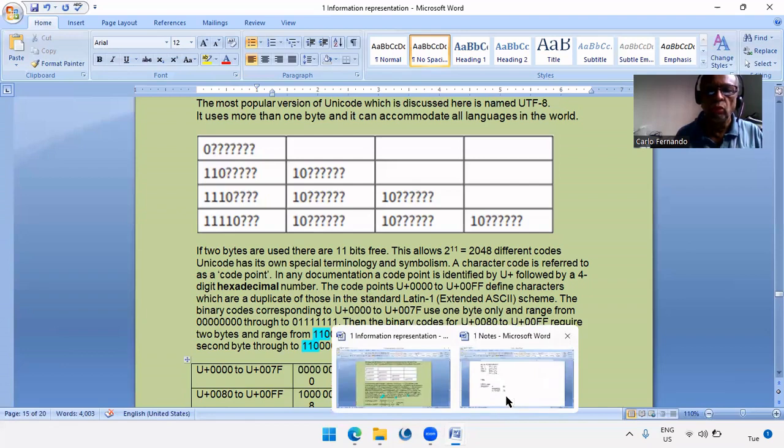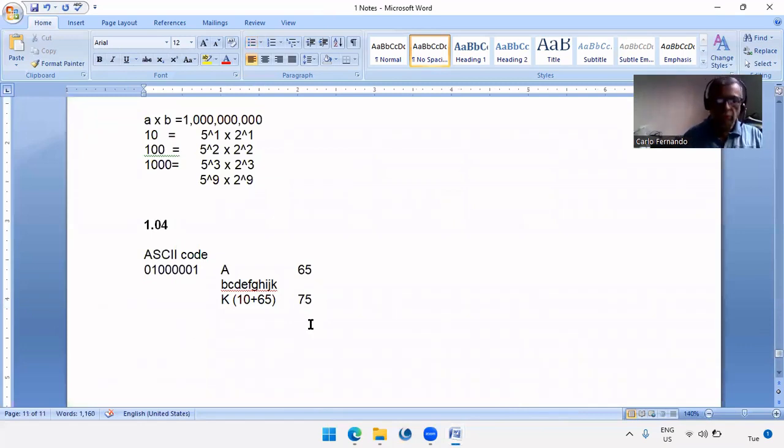7 into 16 plus 15 into 1. The place value of this is 16 to the power 1, and the place value of this is 16 to the power 0, which is 1. So 15 into 1, F is 15 in denary value, and here 7 into 16.